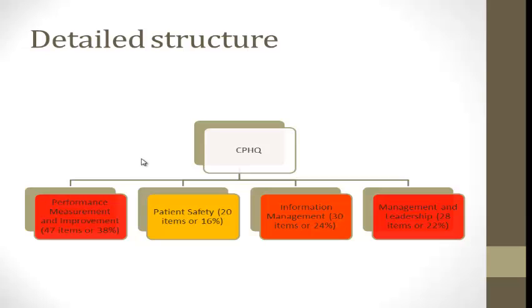Well, more elaboration about the structure. The exam is divided into 4 main parts, namely performance measurement and improvement, patient safety, information management, and management and leadership. The highest percentage of questions and concentration lies within performance measurement and improvement, which is chapter 4 of the Janet Brown book. Patient safety, however, is the end of chapter 3. Information management is chapter 5. Management and leadership is actually spread around, but it's more concentrated in chapter 2.